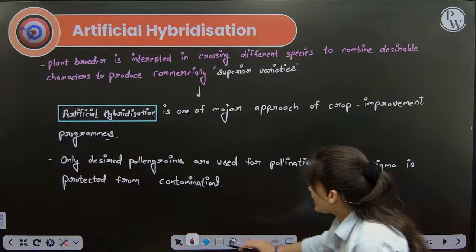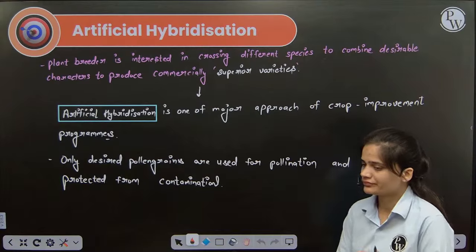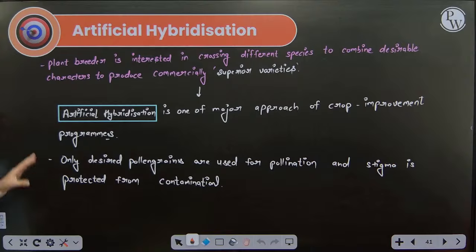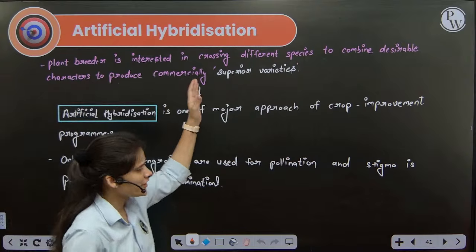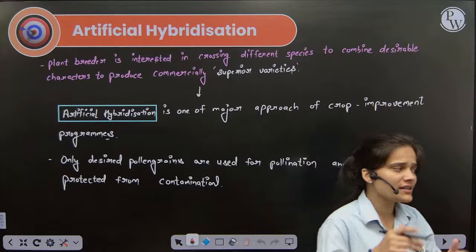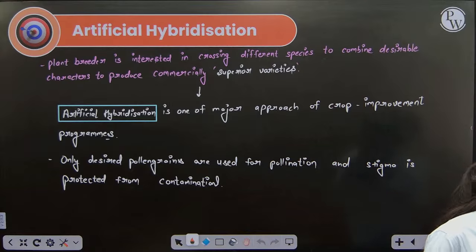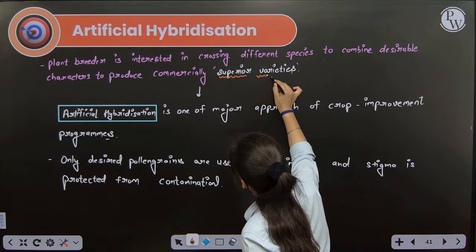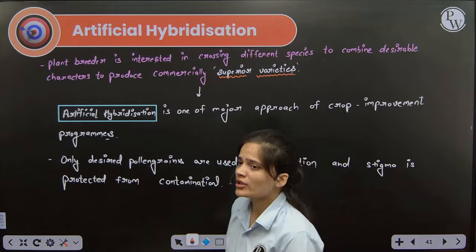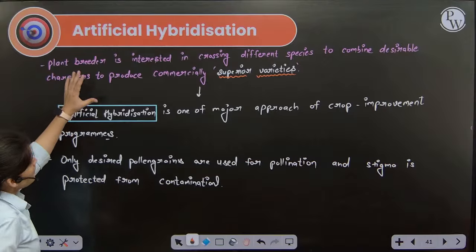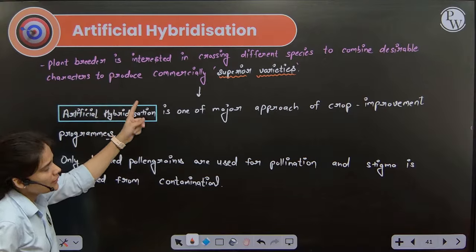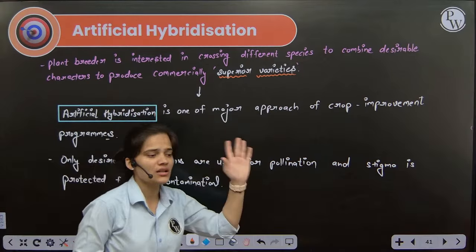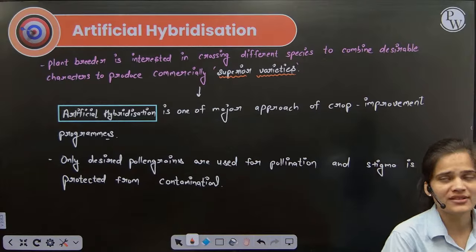Next topic is artificial hybridization. Artificially, hybrids are formed. We'll see how. Some plant breeders are interested in crossing different species to combine their desirable traits or characters so that they will get superior varieties. How can this be achieved? This can be achieved with the help of a technique named artificial hybridization. Artificial hybridization is one of the major approaches for crop improvement programs.